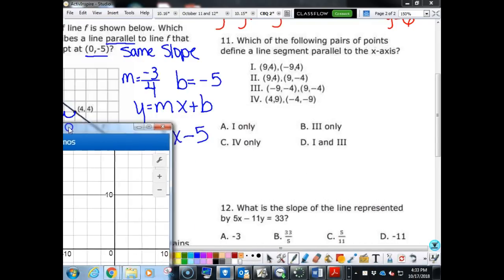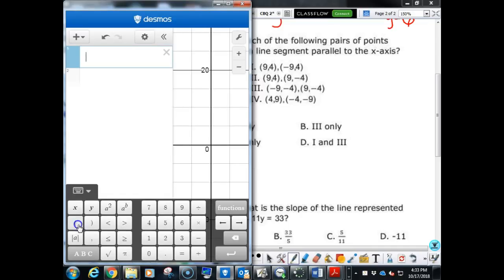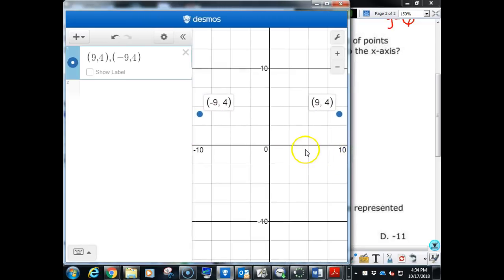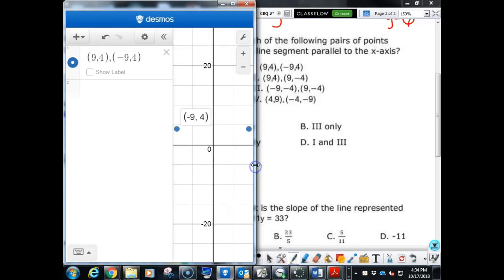Perfect. I have 9, 4, and negative 9, 4. Right? So parallel to the x-axis. So this is the x-axis. This looks parallel, right? So imagine if you would connect a line here, it would be a horizontal line, right? It would be parallel to the x-axis. So that one's good.